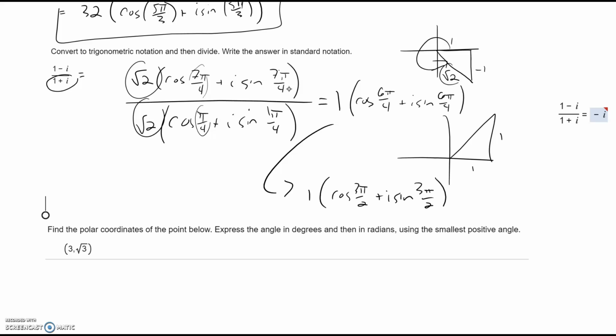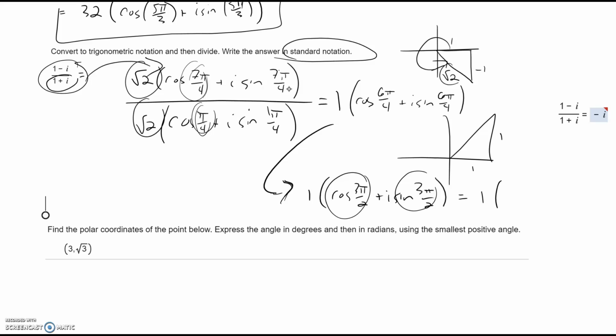And then the directions, we want to put it back in standard notation. So we started in standard notation. We went to trig notation. We did our shortcut, which was subtraction here. And now I'm going to go back to standard notation by evaluating these.